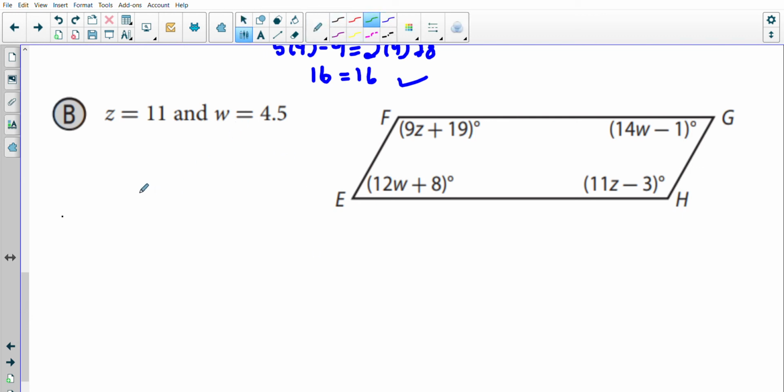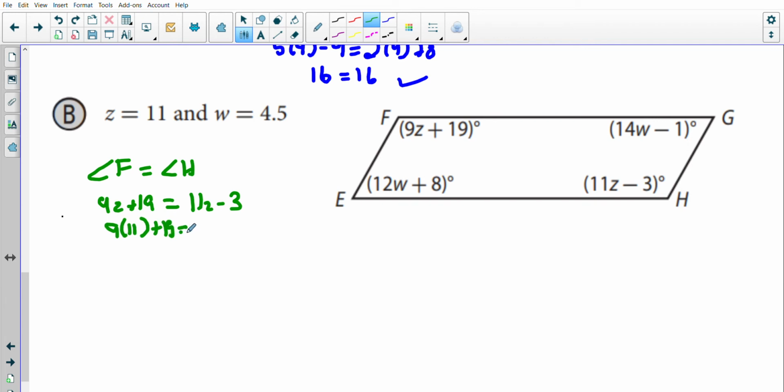So we'll go ahead and do this, and I'm going to keep this pretty quick. We have to see if angle F is equal to angle H. If I plug this in, it's going to be 9z plus 19. Is that equal to 11z minus 3? If I plug everything in here, what I'm going to end up getting is 9 times 11 plus 19.